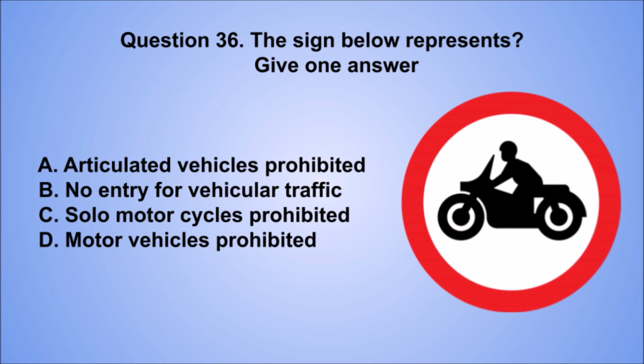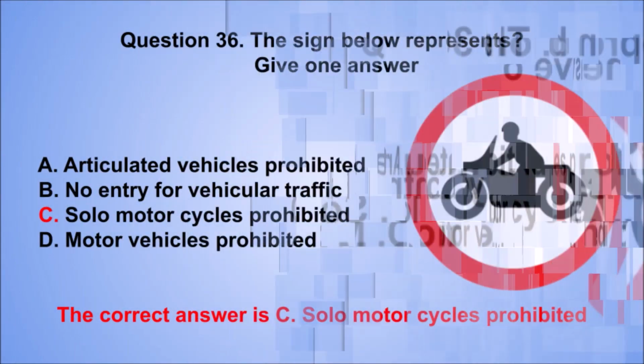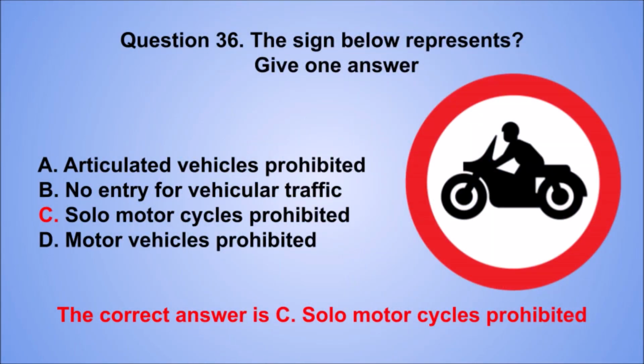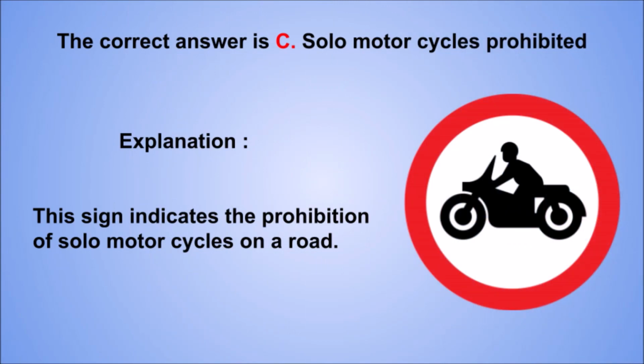Question 36. The sign below represents, give one answer. A. Articulated vehicles prohibited. B. No entry for vehicular traffic. C. Solo motorcycles prohibited. D. Motor vehicles prohibited. The correct answer is C. Solo motorcycles prohibited. Explanation. This sign indicates the prohibition of solo motorcycles on a road.